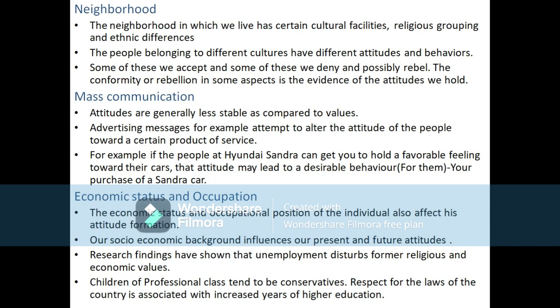For example, if Hyundai Santro can get you to hold a favorable feeling towards their cars, that attitude may lead to a desirable behavior for them. Desirable behavior for them means purchasing a car. It will definitely be a positive aspect for the car company. So mass communication also affects our attitudes to behave either positively or negatively.